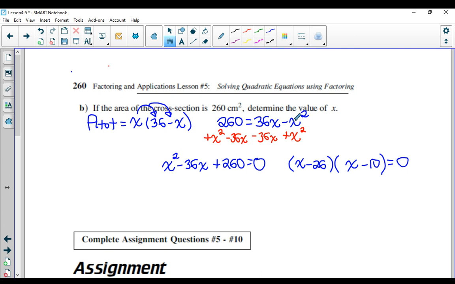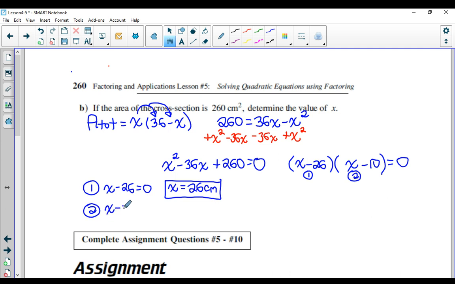So now I use the zero product rule, which is I'm going to take this first factor and set it equal to 0. I'm going to take the second factor and set it equal to 0 and determine what the value of x is. So the first one would be x minus 26 equals 0. If you add 26 to both sides of the equation, you get x is equal to 26. And we'll add the units back in now. So that'd be centimeters. So that's one solution. As long as it's a positive number for a length, then you're fine. And then the second one would be x minus 10 is equal to 0. So we're using the second part of that zero product rule.